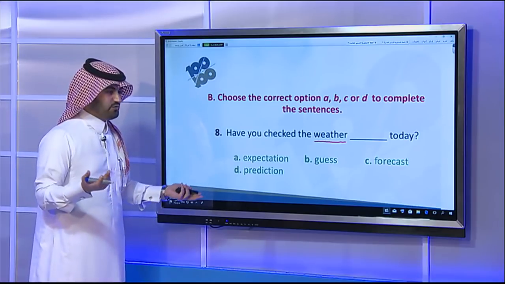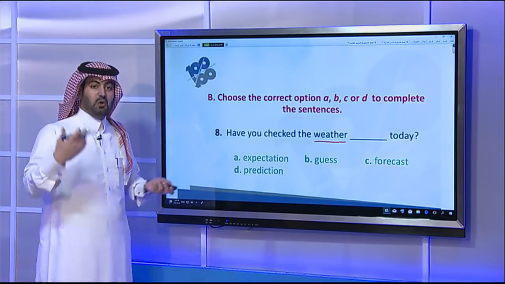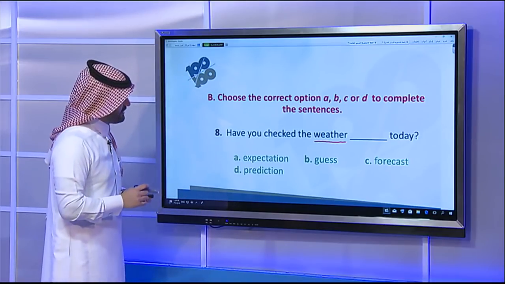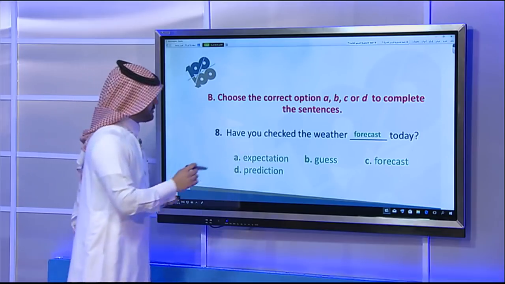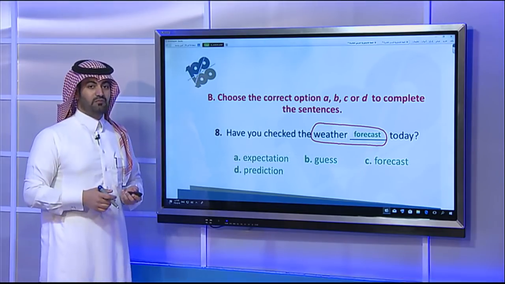A prediction, when you predict something, when you just say it, I predict, I think it's right, I hope it's right, okay? So the correct answer here should be forecast, which is C. Why? Because usually these words are related to each other. Weather forecast. I cannot say weather expectation. I cannot say weather guess. I cannot say weather prediction.